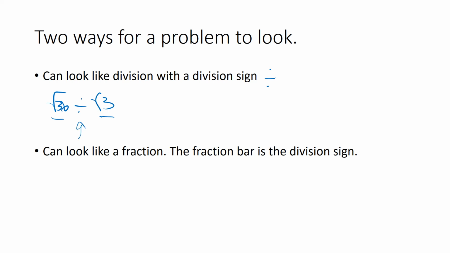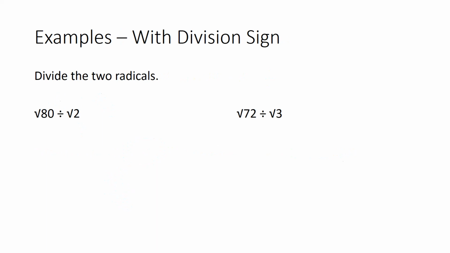Now, the second way is it could look like a fraction, and that fraction bar is acting like the division sign. So that same problem we used up top would look like this. And these mean the exact same thing. We're going to do about the same process on both. We're going to divide and then break down the root. They just look different. So just know that they're doing the same thing. We're going to start with way number one with a division sign.